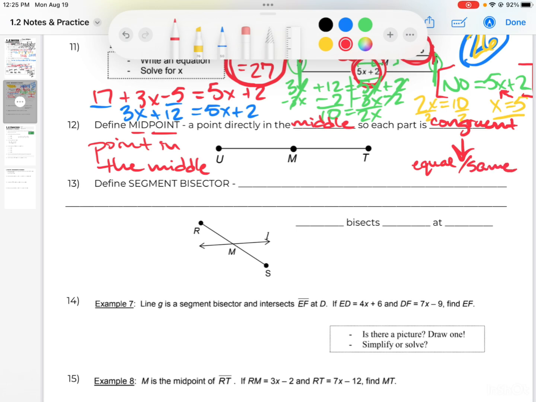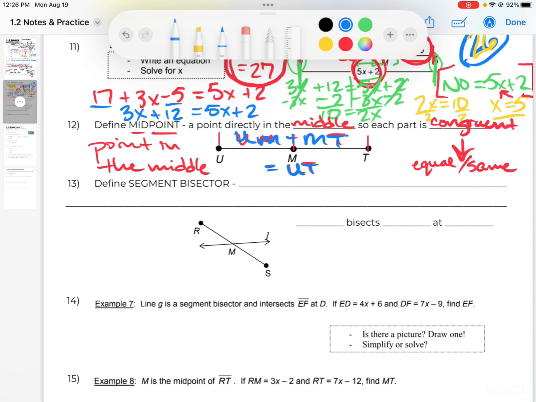So right now, M is the midpoint of UT. And so that means U to M plus U to T equals UT. Made one error right there. Sorry. Let me say that over again. U to M plus M to T equals UT.